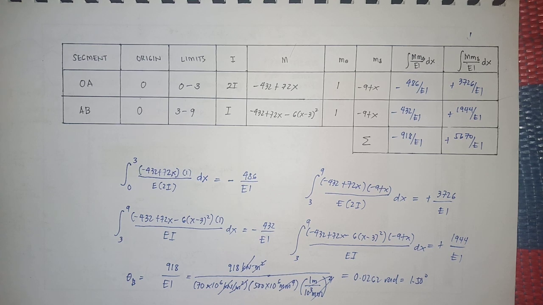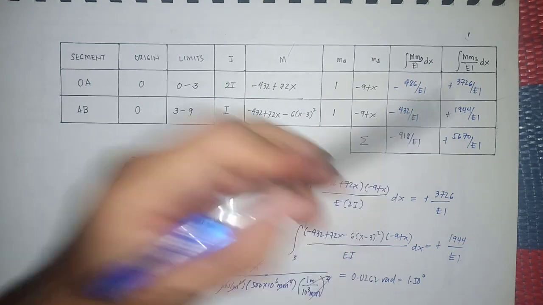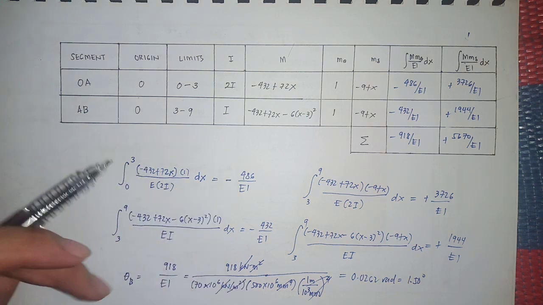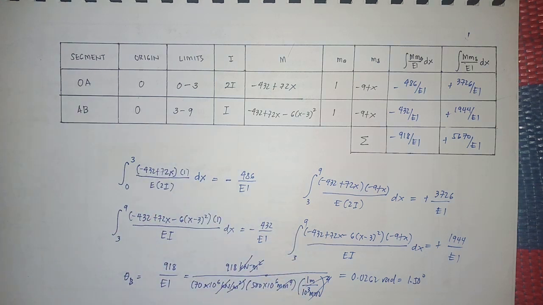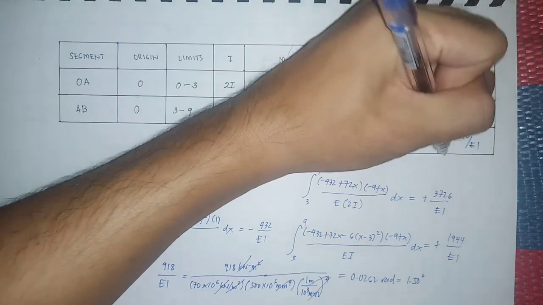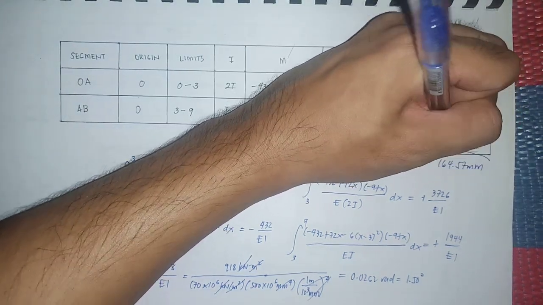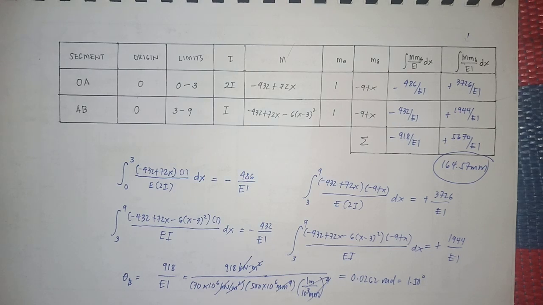In the same manner, ganun din yung gagawin natin sa deflection. Ang mangyayari nga lang, magkakaroon ng unit na meter. So kung gusto mo ng millimeters na sagot, just multiply it by 1,000. Same manner lang yung gagawin natin, and that is equal to 164.57 millimeters. So ito po yung ating deflection doon sa point B.